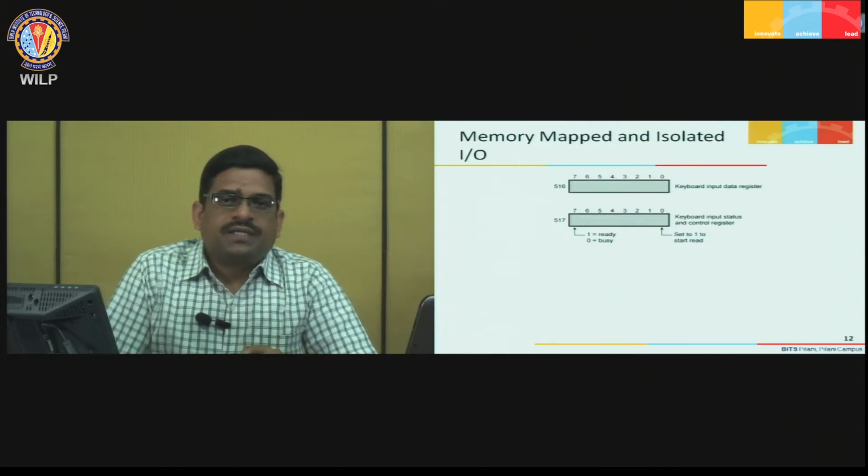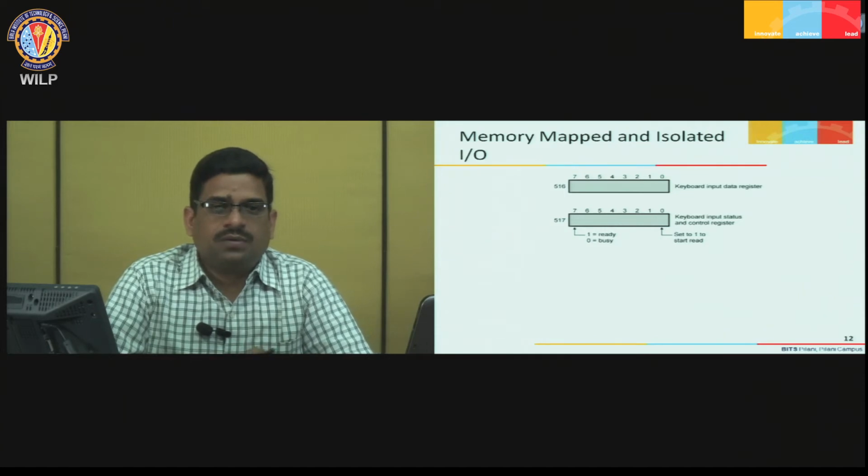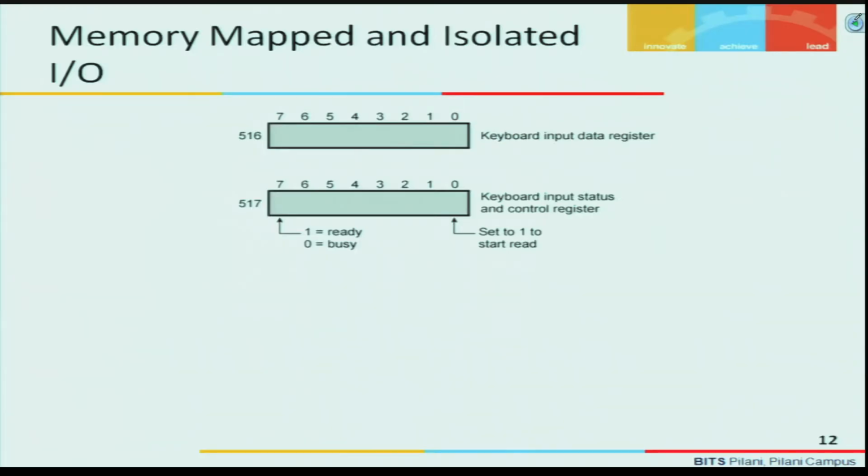So, let us look at this: what is the difference between memory mapped and isolated IO, and how do these two work. Here you can see this is for the input device, which is the keyboard. The input data register is stored at memory address 516, and address 517 is for the status and control register for the keyboard.